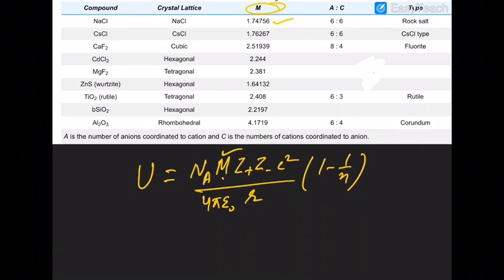So in NaCl, the Madelung constant is 1.74. In CsCl type, the value is 1.76, and in hexagonal it is 2.244. These values are of importance so that you can determine the accurate value of lattice enthalpy theoretically. All these values are determined by taking into account the repulsive and attractive interactions that are present in a compound.